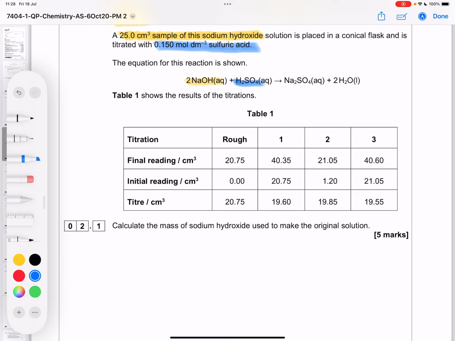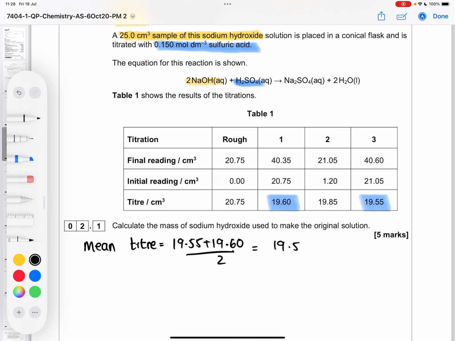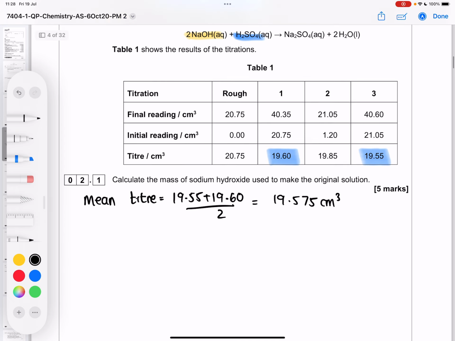Little tip is it's pretty much usually going to always be the last one because we kept going until we got concordant. So then we need to go back and find one within 0.1 of that. So we're going to find our mean titre by averaging the two concordant results. And that is the volume of sulfuric acid.